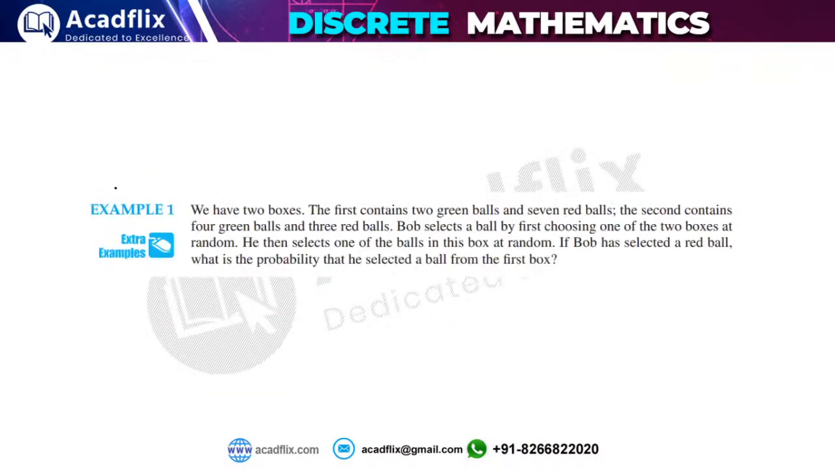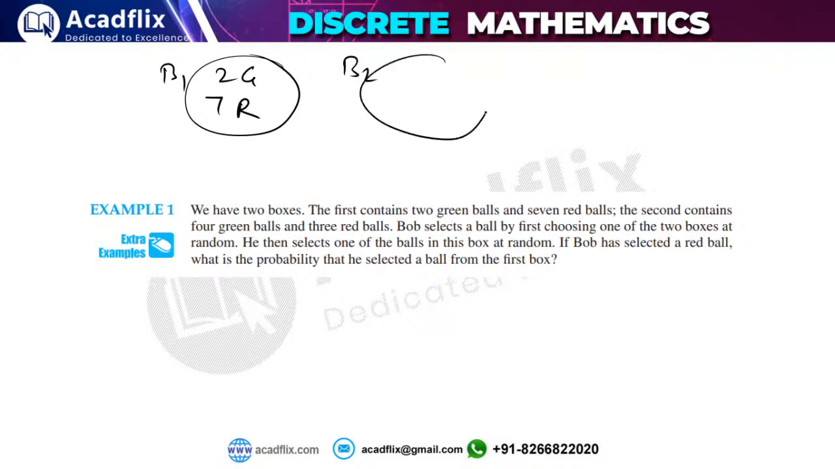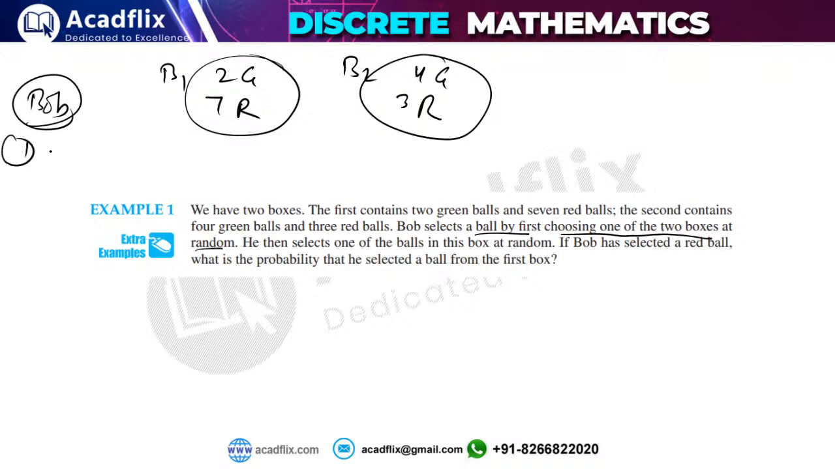Try this question. Let me explain. There is a box 1. In this box 1 you have 2 green balls and 7 red balls. There is a box 2. In this box 2 you have 4 green balls and 3 red balls. Now there is a person called Bob. He selects a ball by choosing one of the boxes at random. So first he chooses a box randomly. This is the first thing he does. The second thing, he will choose a ball from the box.